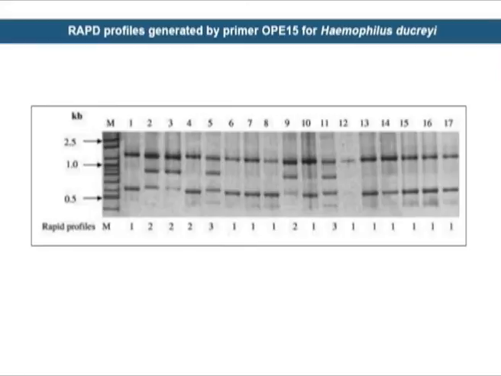Therefore, a PCR product will not be produced if a mutation has occurred in the template DNA at the site that was previously complementary to the primer, resulting in a different pattern of amplified DNA segments on the gel. Silverstein Page showed 3 distinct RAPD profiles generated in Haemophilus ducreyi by primer OPE15. Different sequences will produce different band patterns and possibly allow for a more specific recognition of individual strains.